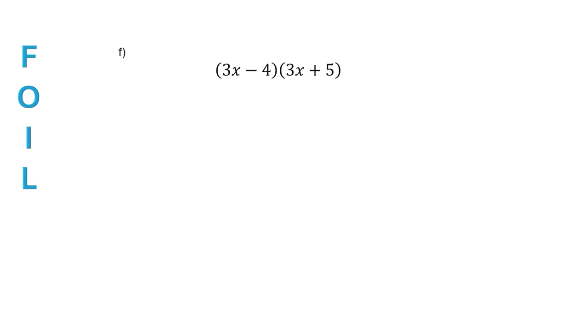Question F, 3x minus 4 times 3x plus 5. Our first terms, 3x times 3x gives us 9x squared. The outside terms of 3x times 5 give us 15x. The inside terms, negative 4 times 3x, is negative 12x. And our last terms of negative 4 times 5 gives us negative 20. Collect our like x terms for a final answer of 9x squared plus 3x minus 20.